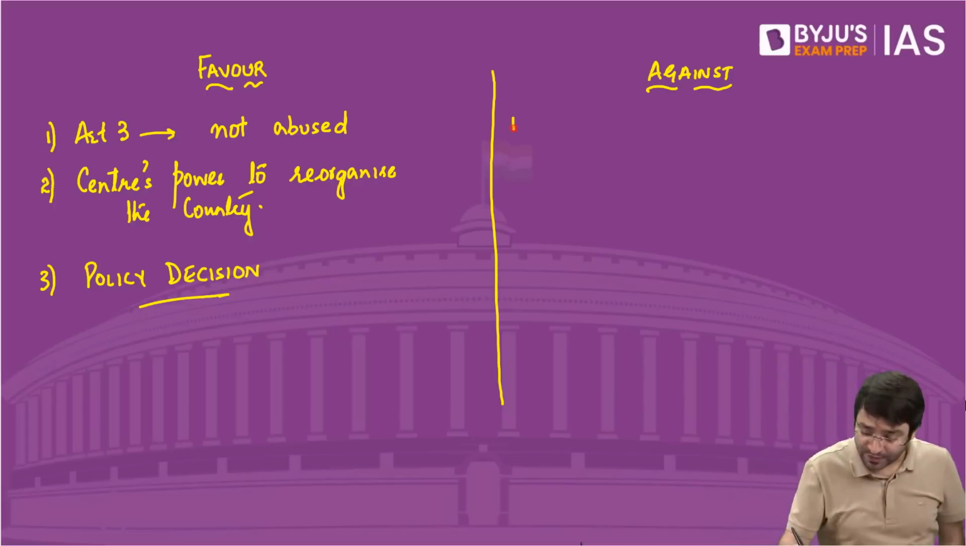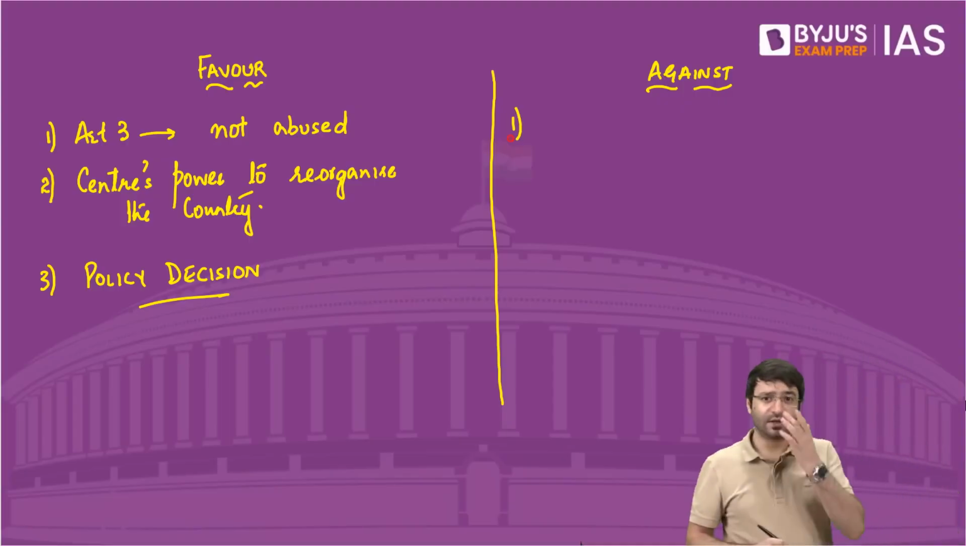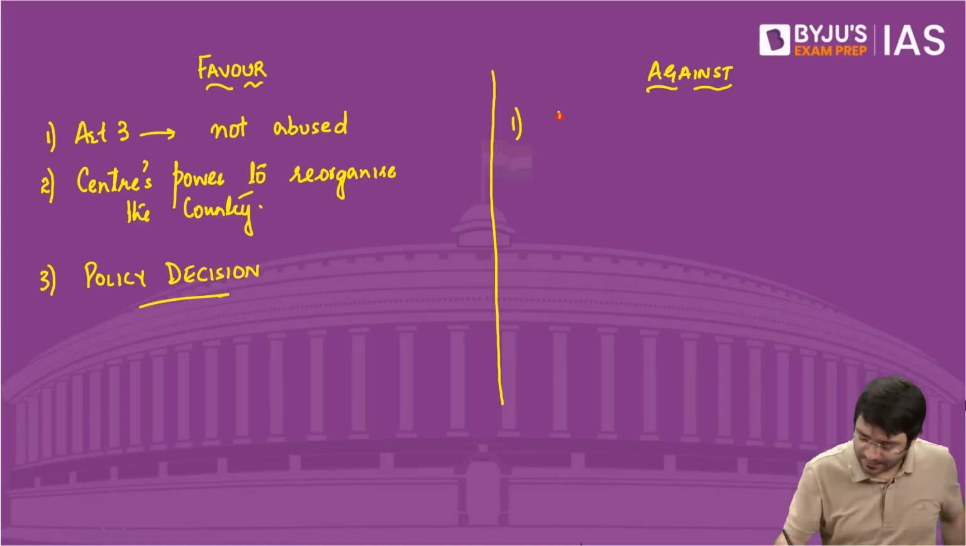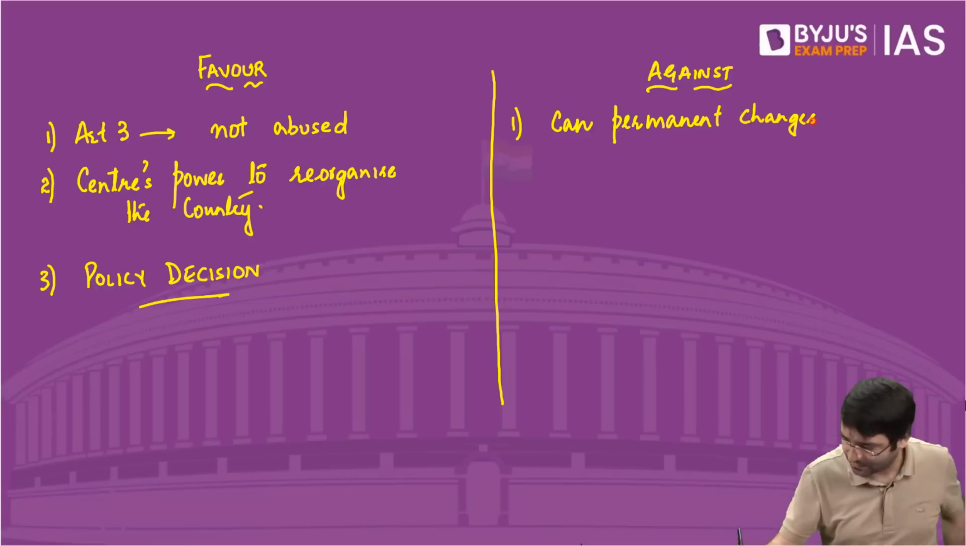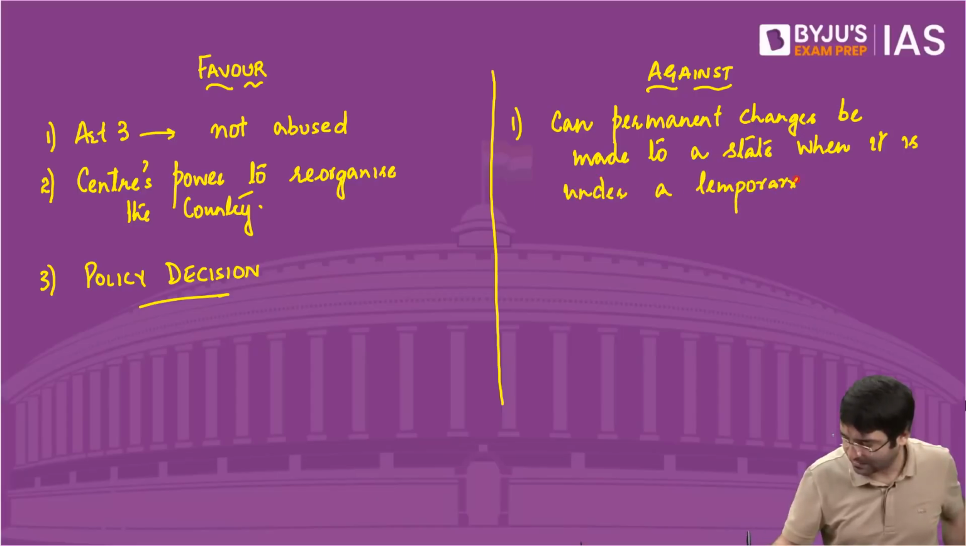But there are others who raise serious issues, serious concerns. And what are the serious concerns? Concern number one. Can permanent changes be made to a state when it is under a temporary president's rule?